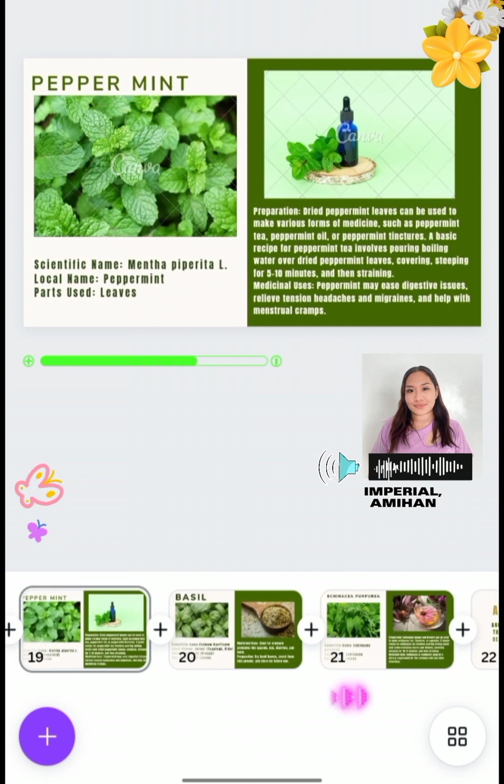The third one is peppermint. Its scientific name is Mentha piperita L. The part used is the leaves. Preparation: dried peppermint leaves can be used to make various forms of medicine, such as peppermint tea, peppermint oil, or peppermint tinctures. A basic recipe for peppermint tea involves pouring boiling water over dried peppermint leaves, covering, steeping for 5 to 10 minutes, and then straining. Medicinal uses: peppermint may ease digestive issues, relieve tension headaches and migraines, and help with menstrual cramps.